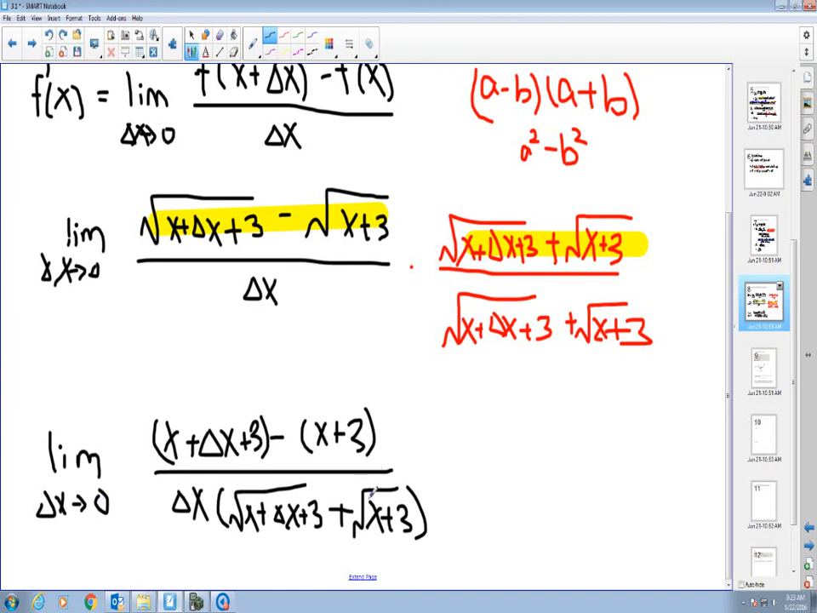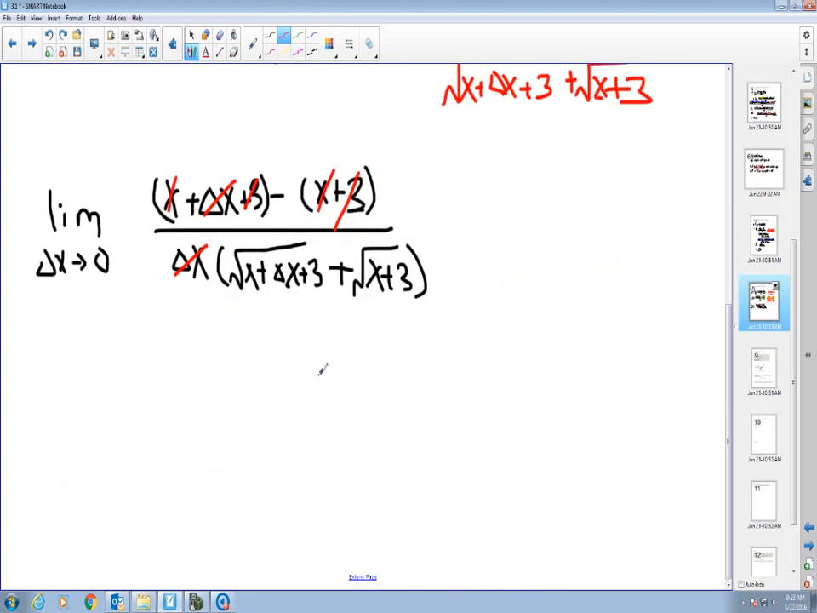If I simplify the top, I believe this x minus that x will cancel out. 3 minus 3 will cancel out. The only thing left on top is delta of x, and delta of x in the bottom can cancel out, because one term over one term, delta of x can cancel. So now I apply the limit.